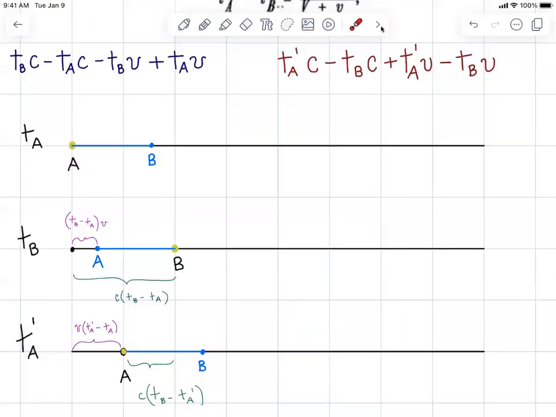Now here's the interesting part. We have 4 terms here for the phenomenon from TA to TB. And similarly, from TB to TA, we have 4 terms, and those 4 terms are also accounted for.